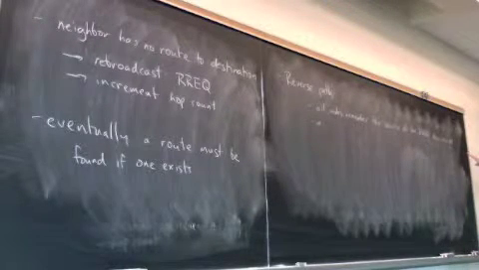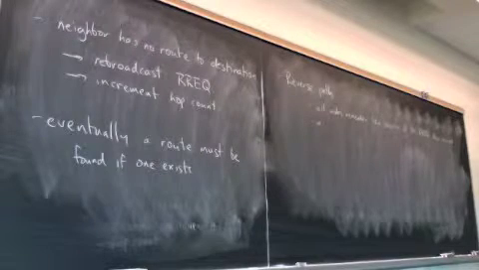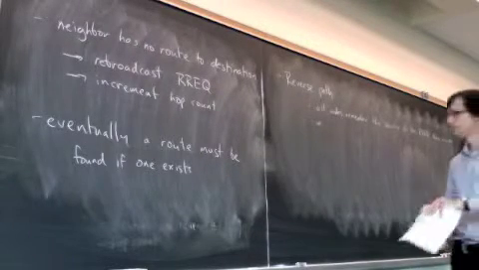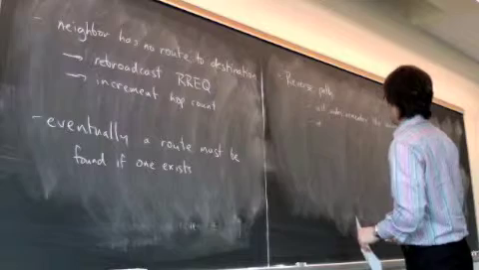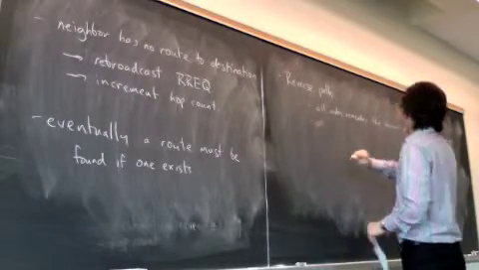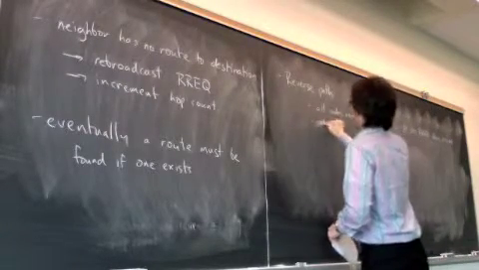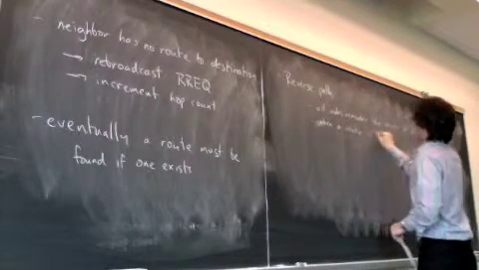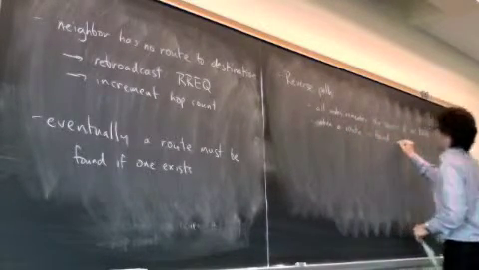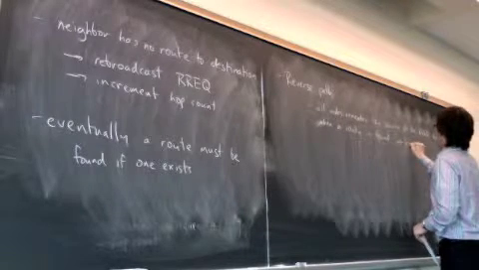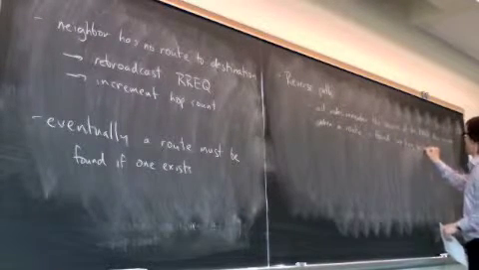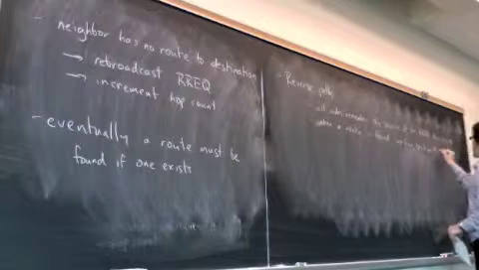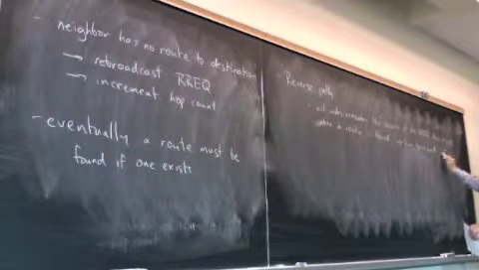So all nodes remember the source of the route request. Therefore, when a route is found, working backwards, the route is discovered.